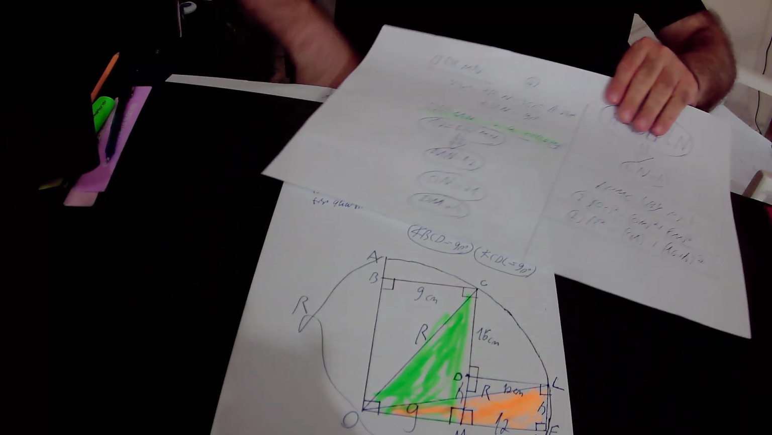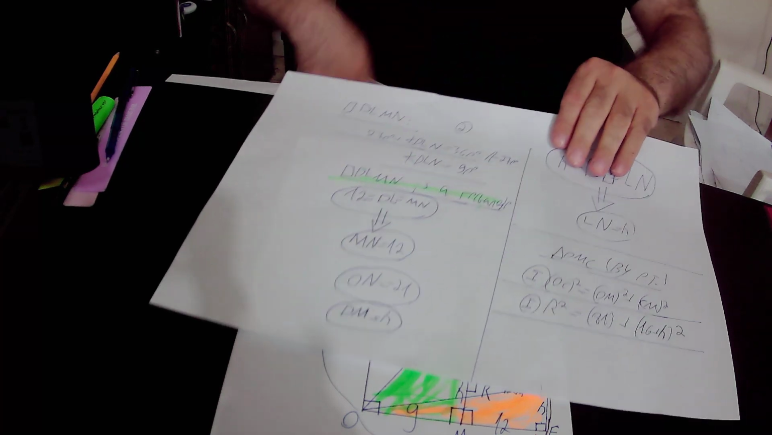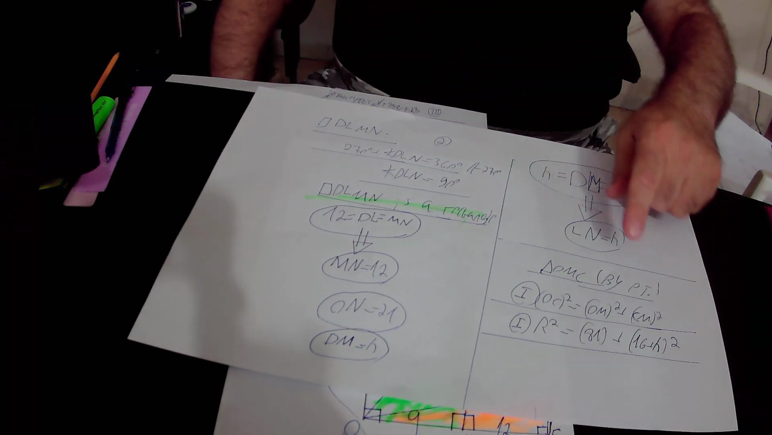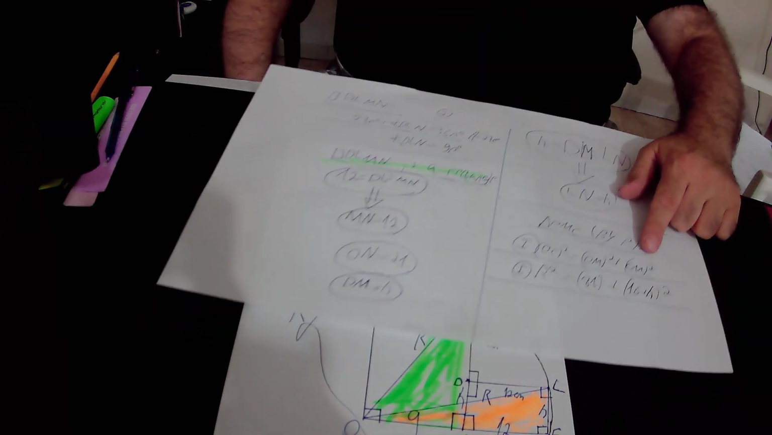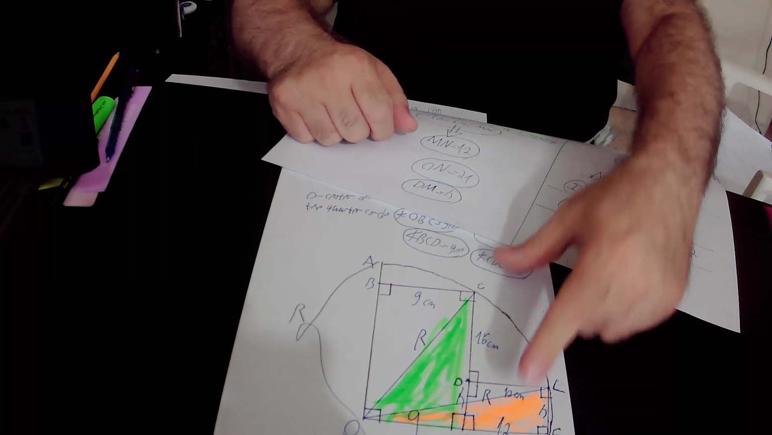OC equals R, the radius of the circle, so OC square is R square. OM equals 9 units, therefore OM square is 9 squared, that is 81, plus CM square. What is the value of CM?